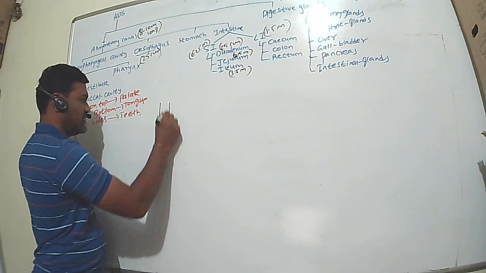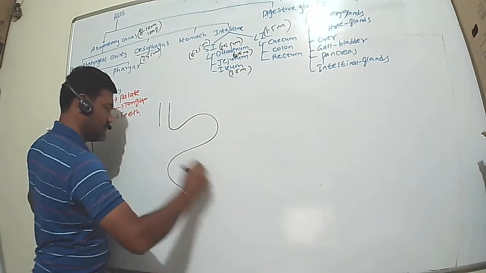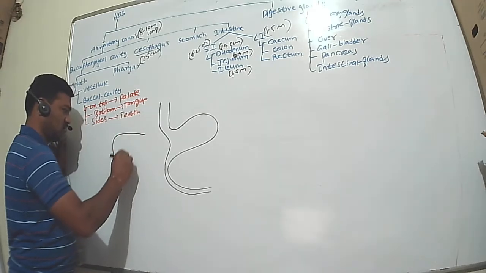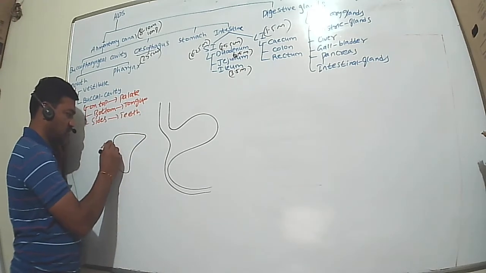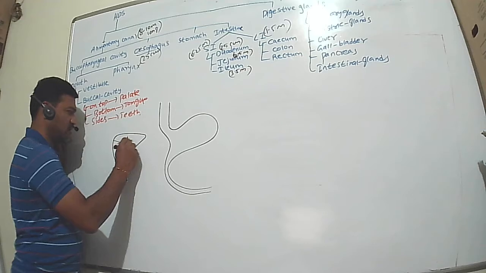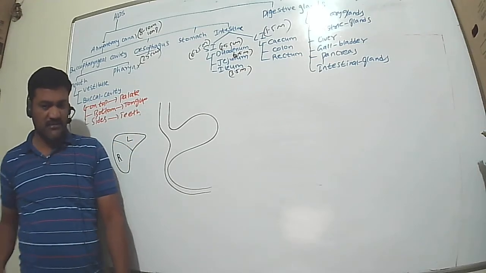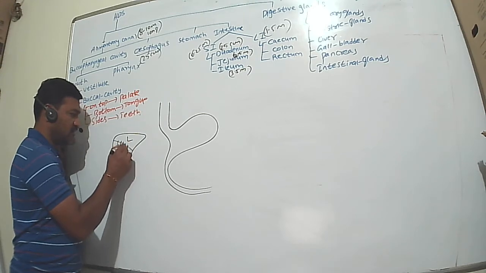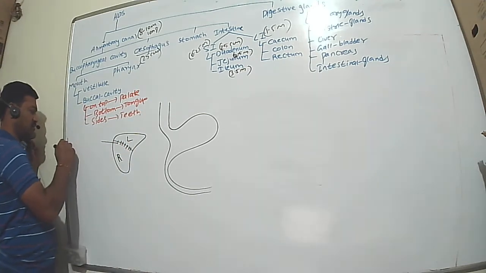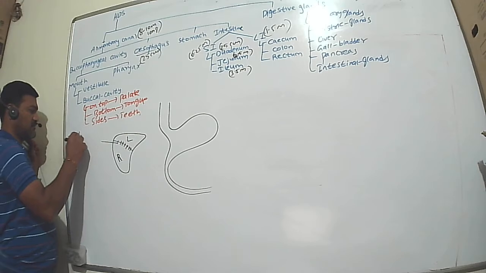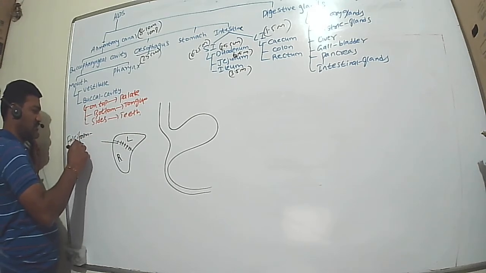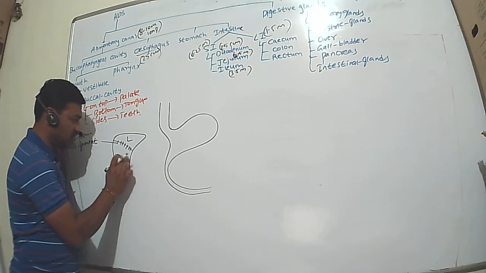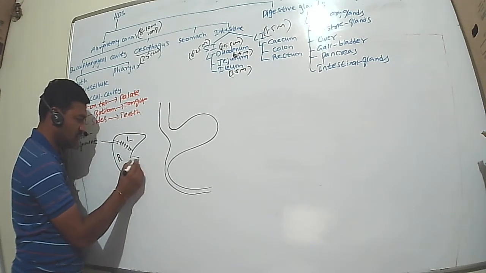So this is the food pipe. This is the liver. It has two lobes, the right lobe and the left lobe. The bottom part on the right side is the right lobe and this is the left lobe. The two lobes are connected by a ligament. That ligament is called the falciform ligament. And the right lobe gives rise to the right hepatic duct.